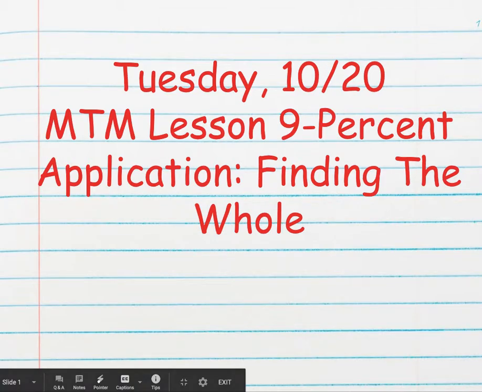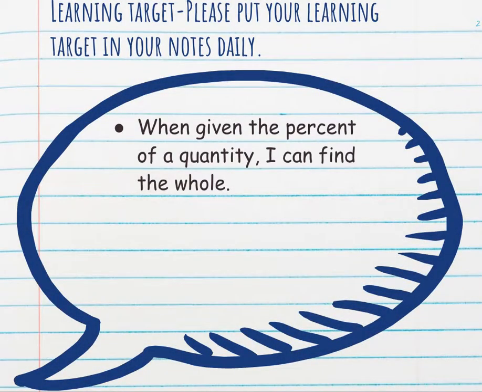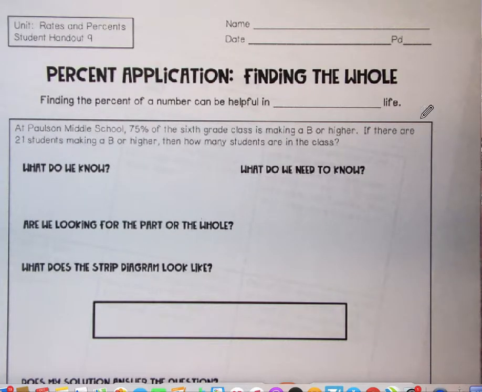We're going to go right on into another percent application. Yesterday we found the part. Today we're going to be given the part and we're going to find the whole. So if you'll go ahead and label up your papers, that'd be great. And let's go ahead and write down your learning target: when given the percent of a quantity, I can find the whole. Okay? So here's what we've got today.